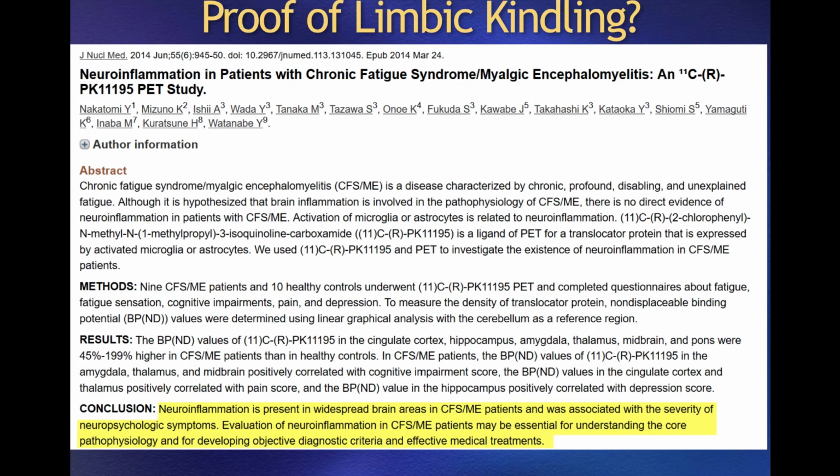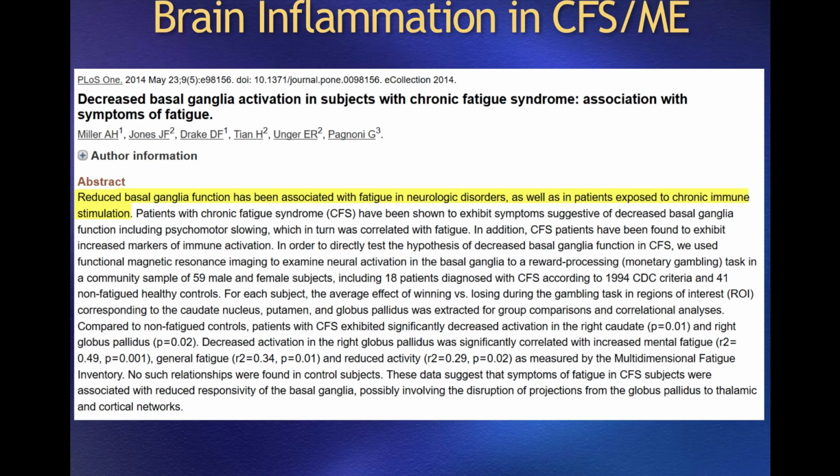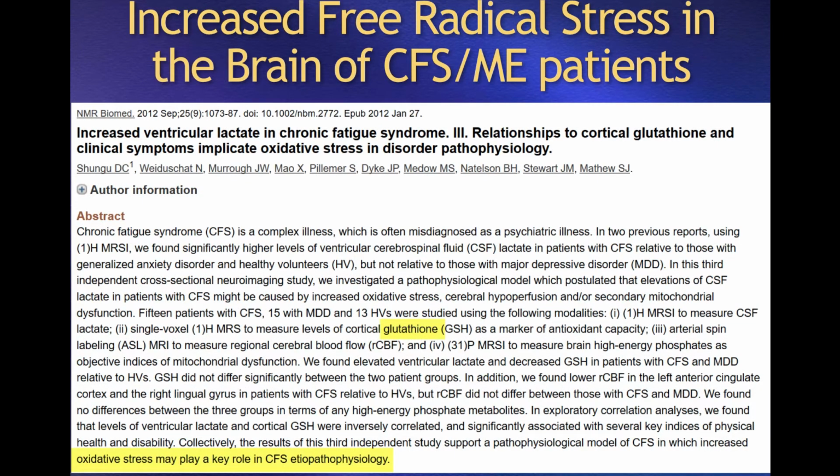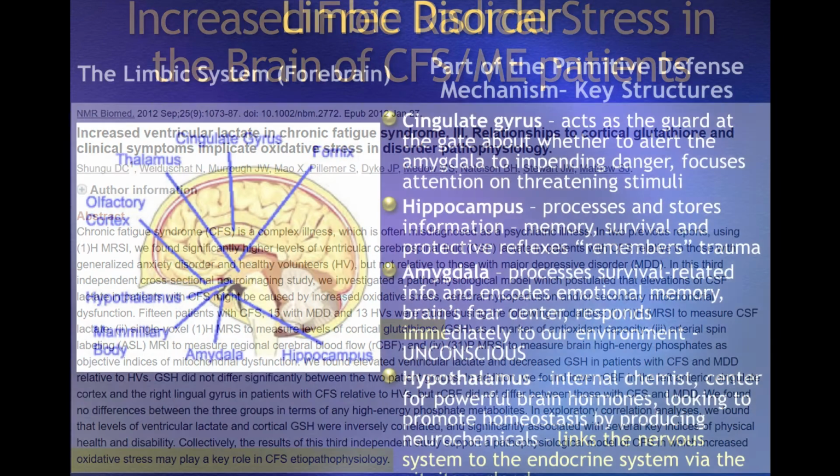Proof of this idea, here's a 2014 study, neuroinflammation in patients with chronic fatigue. Neuroinflammation is present in widespread brain areas in CFS patients, and was associated with the severity of the neuropsychological symptoms. It's a small study, but there's more than one. Here's another one. Decreased basal ganglia activation in subjects with chronic fatigue syndrome, association with symptoms of fatigue. Reduced basal ganglia function has been associated with fatigue in neurologic disorders as well as patients exposed to chronic immune stimulation. Increased free radical stress in the brain of patients, reduced glutathione, oxidative stress may play a role in the psychopathology or pathology.